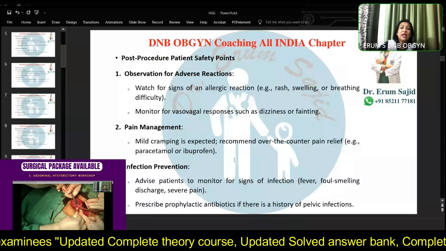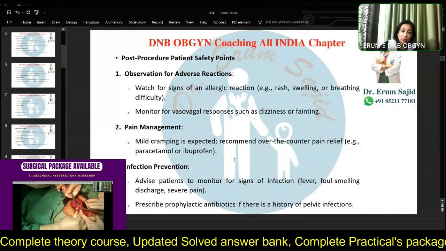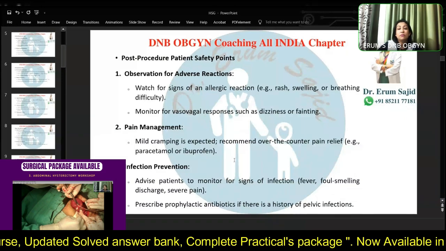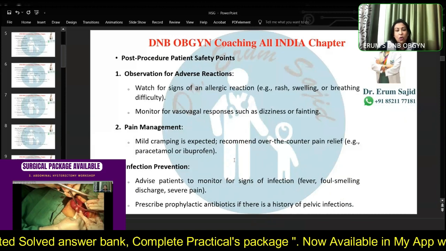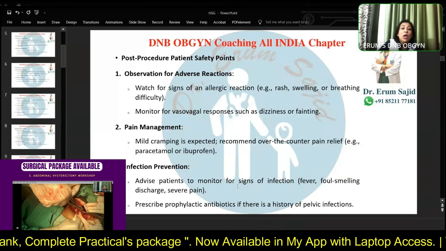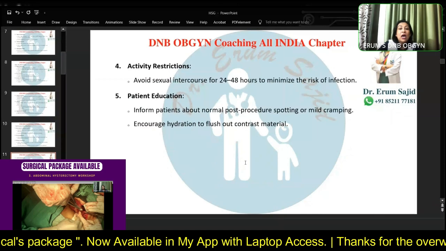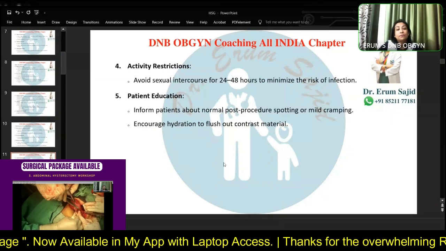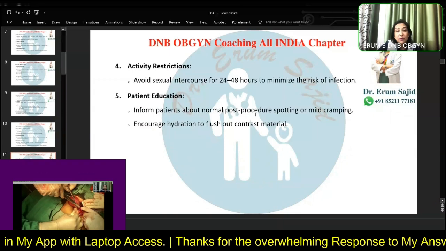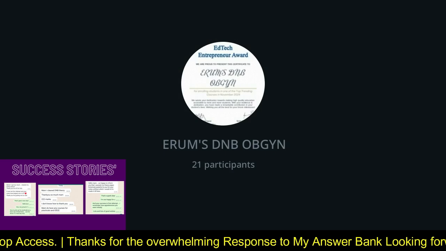you can see antibiotics is not a must. In the Indian setup, we do give. So do give her a painkiller for sure for the day. And if she has some foul smelling discharge, a lot of pain, then maybe you can give her prophylactic antibiotics if she has a history of some pelvic infections already, but not an active one. Ask her to come back after the next periods and encourage hydration to flush out the period.